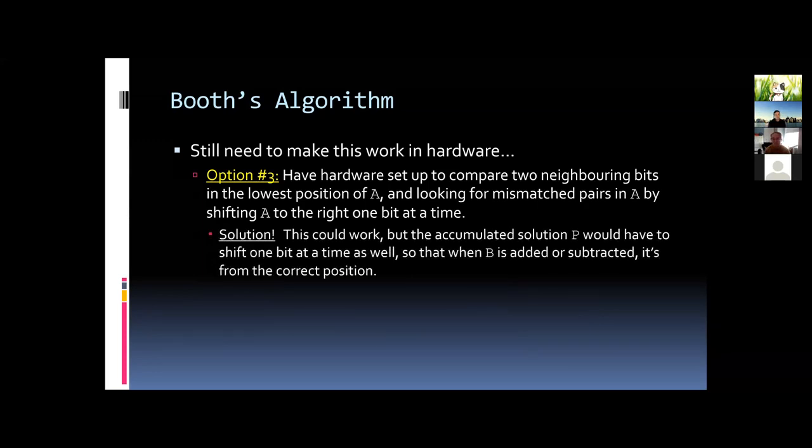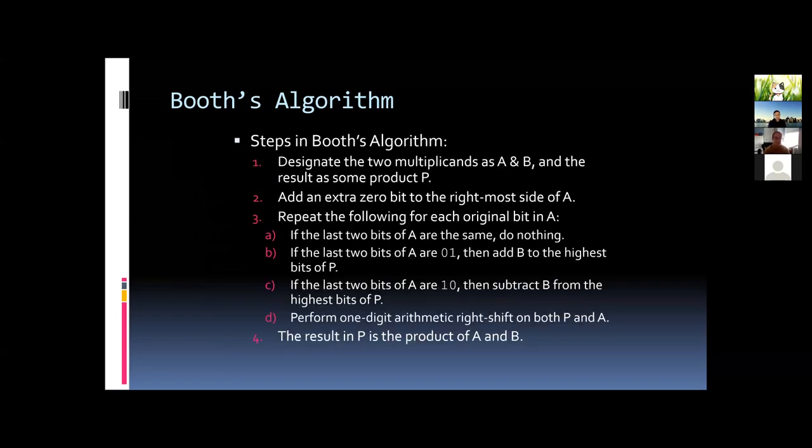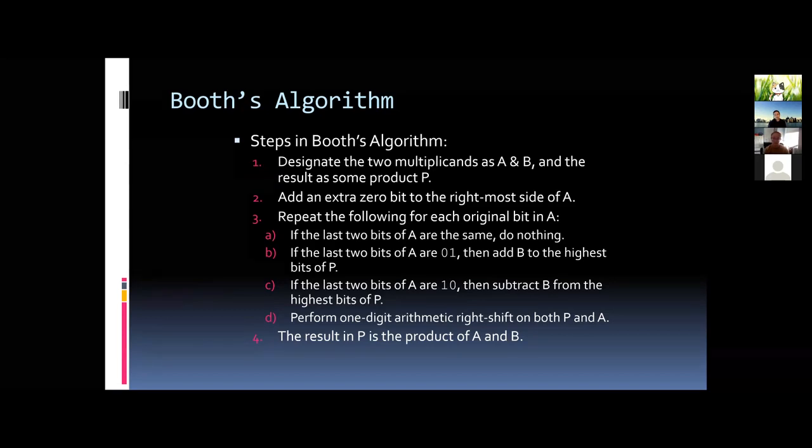And so essentially what you would need to do is shift one bit at a time. And when B is added or subtracted from the correct position, we do the corresponding change. Okay. So this outlines very tediously what you're going to do in the Booth algorithm using this implementation. Remember, the previous was the conceptual idea. This is the implementation that has to be efficient in the hardware.